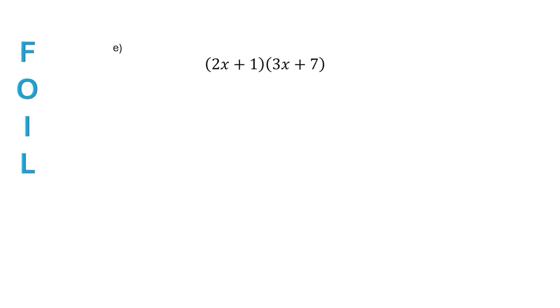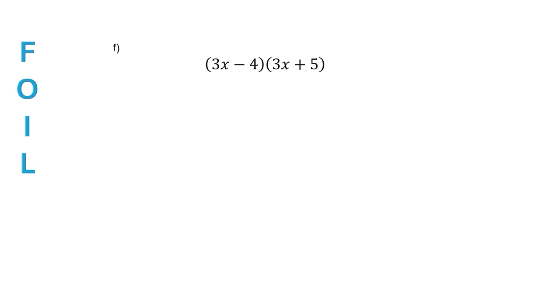Question E is 2x plus 1 times 3x plus 7. Our first terms, 2x times 3x, gives us 6x squared. Our outside terms of 2x and 7 multiplied together gives us 14x. 1 times 3x is 3x. And 1 times 7 is 7. Collect our like terms of 14x and 3x to give us 17x, for a final answer of 6x squared plus 17x plus 7.